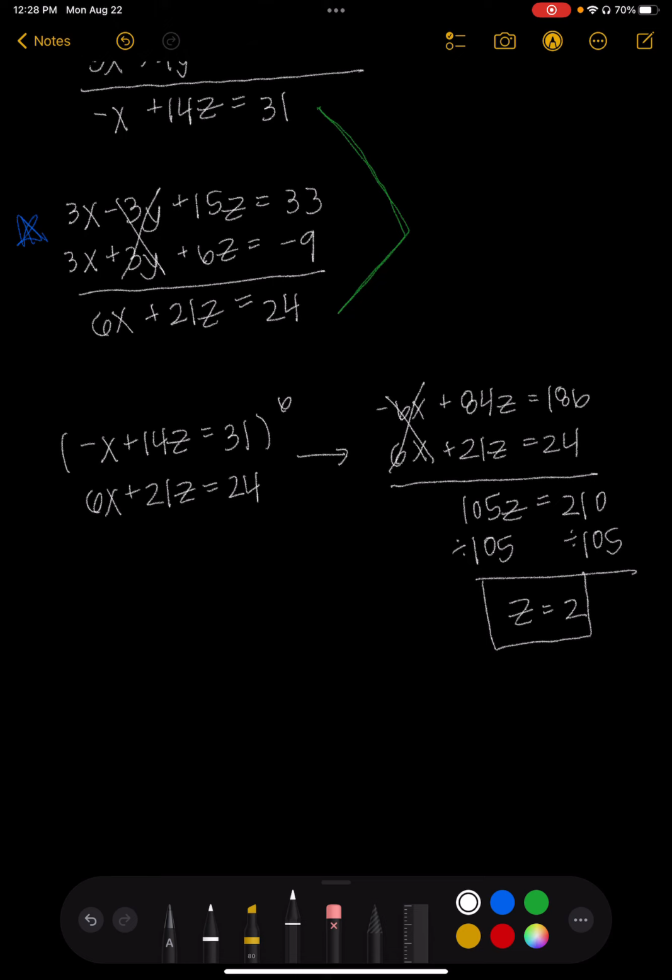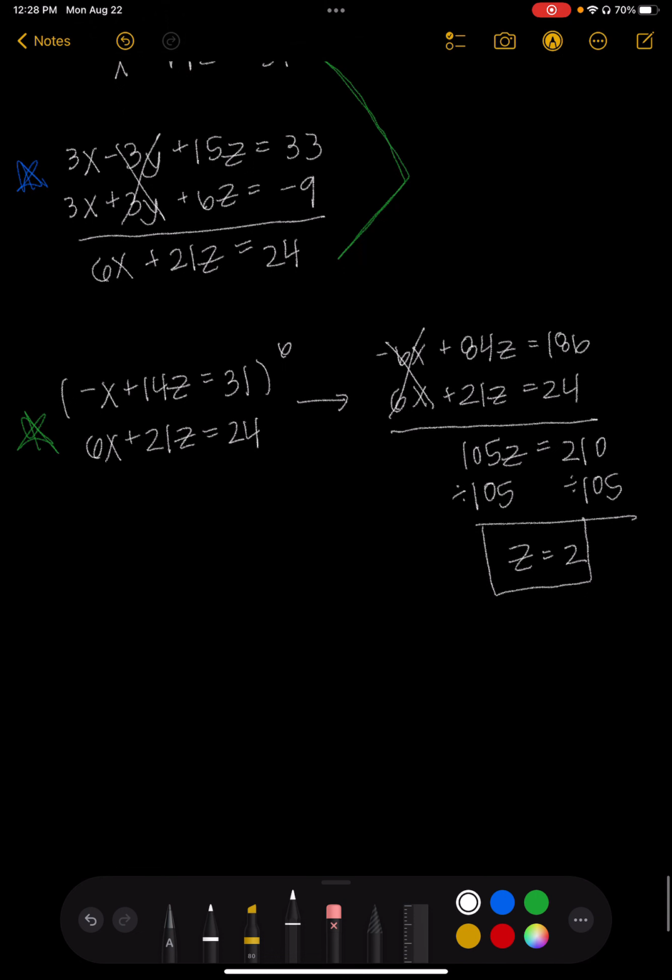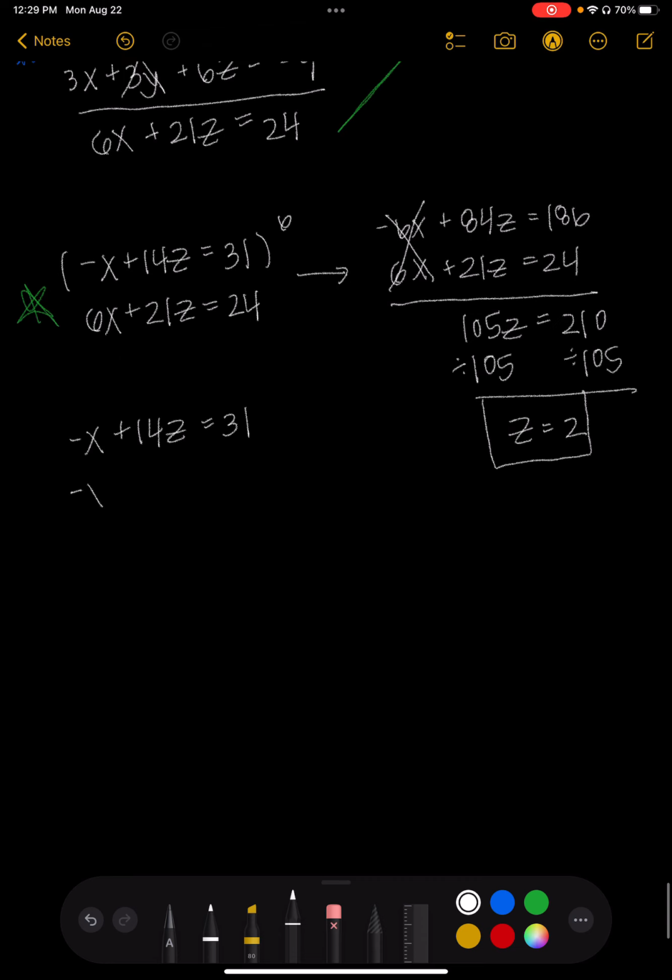Now that I know that z is equal to 2, what I can do is go back to one of my green equations, which were these two right here, and plug that 2 in for z to solve for x. So I'm just going to start with that top equation, which is negative x plus 14z equals 31. We're going to plug in 2 for z, so we get negative x plus 14 times 2 equals 31, which gives me negative x plus 28 equals 31. To get the x by itself, I would subtract 28 from each side. We get negative x equals 3.